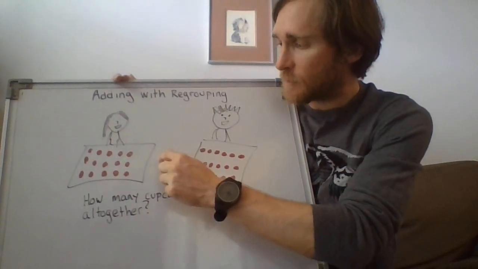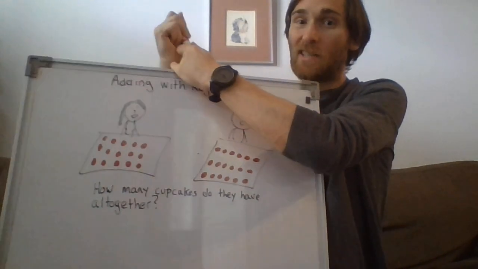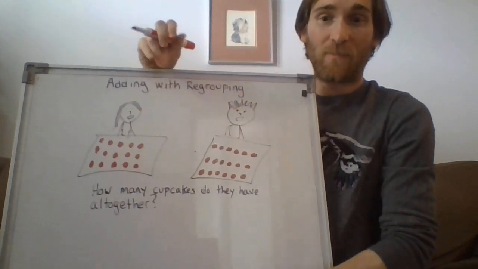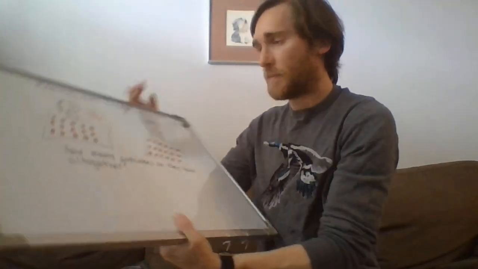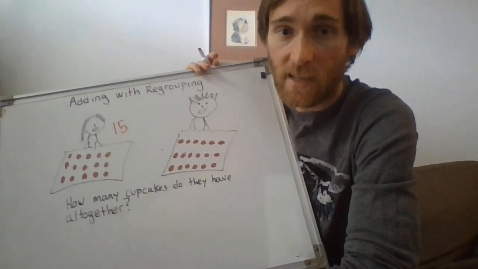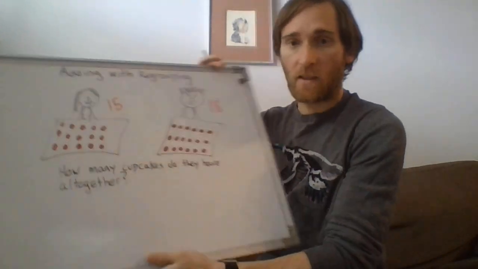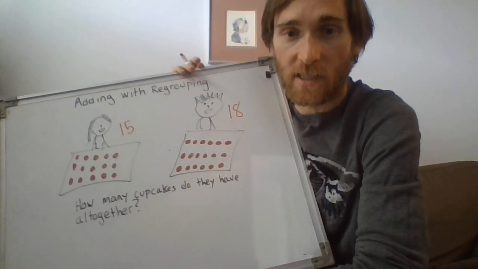How many cupcakes does Penny have and how many cupcakes does Mateo have? Well, the very first thing that we need to do is figure out how many they have before we can even write an equation. Penny has 15. So I'm going to write a 15 next to her. Mateo has 18. So I'm going to write an 18 right next to him. So our two numbers are 15 and 18.